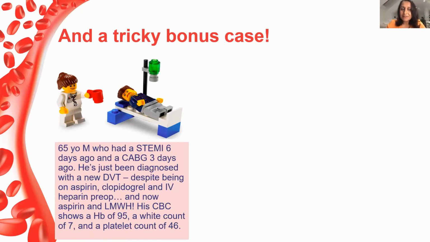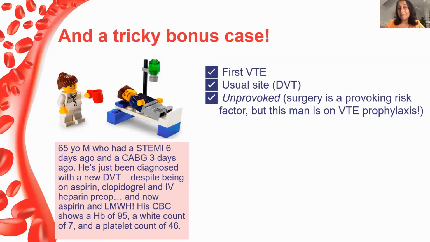This is a 65-year-old man who had a STEMI 6 days ago. He had a CABG 3 days ago. This was a high-risk heart attack he had. And he was just diagnosed with a new DVT, so our service was consulted. But interestingly, he developed thrombosis despite being on aspirin, clopidogrel, and IV heparin pre-op. And then they put him on aspirin and low molecular weight heparin post-op.